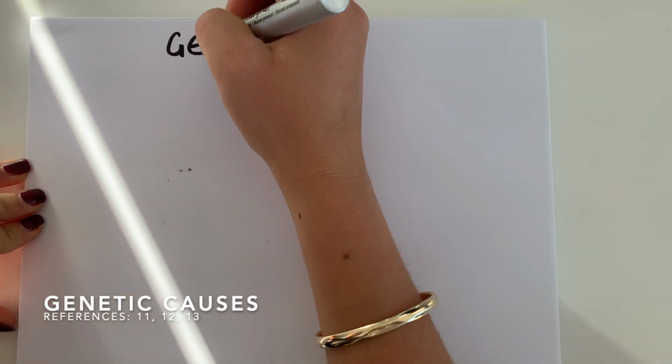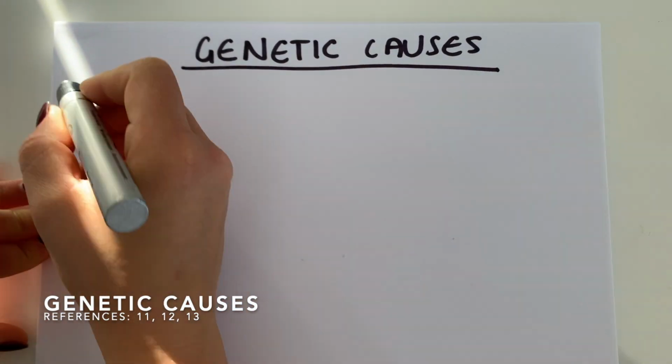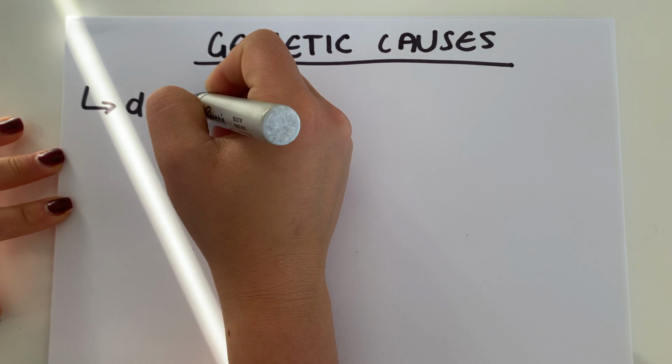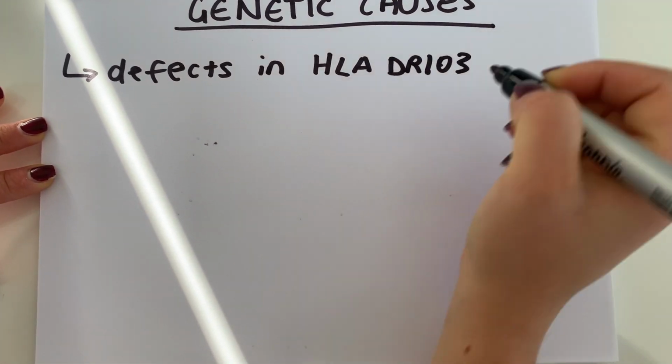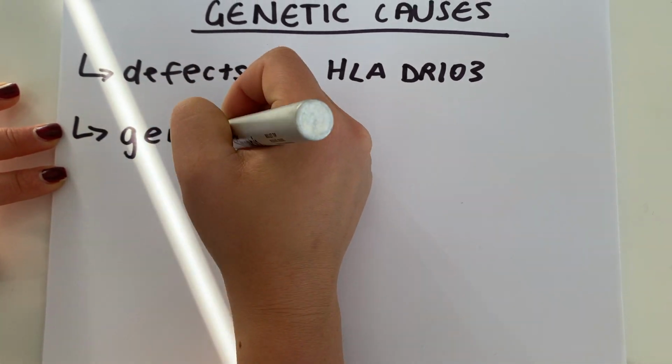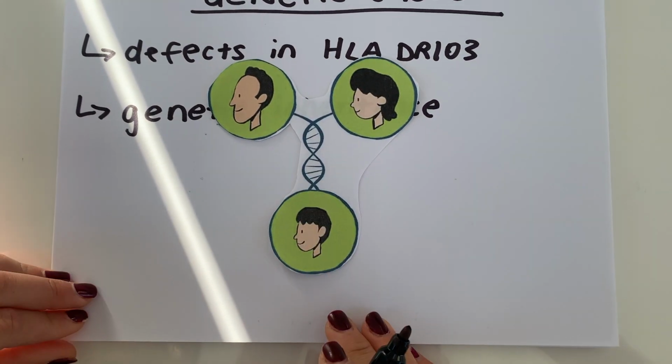Genetic causes. A genetic predisposition may cause an abnormal immune response when exposed to particular environmental agents. Defects in the HLA-DR103 gene specifically is associated with severe ulcerative colitis. Studies suggest that ulcerative colitis is influenced by genetic inheritance due to higher cases of familial clusterings.